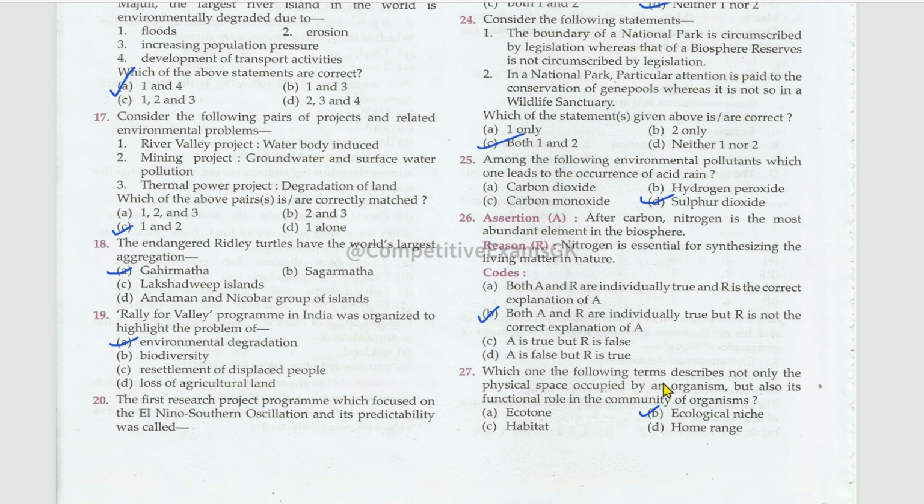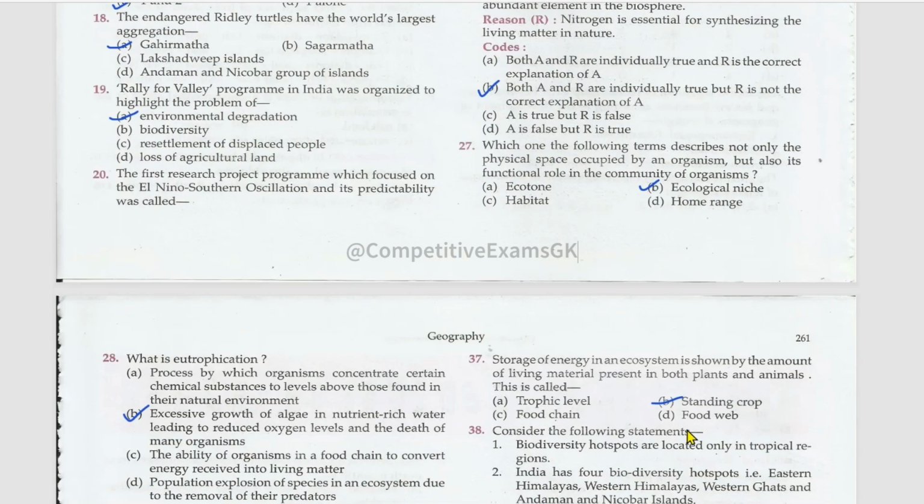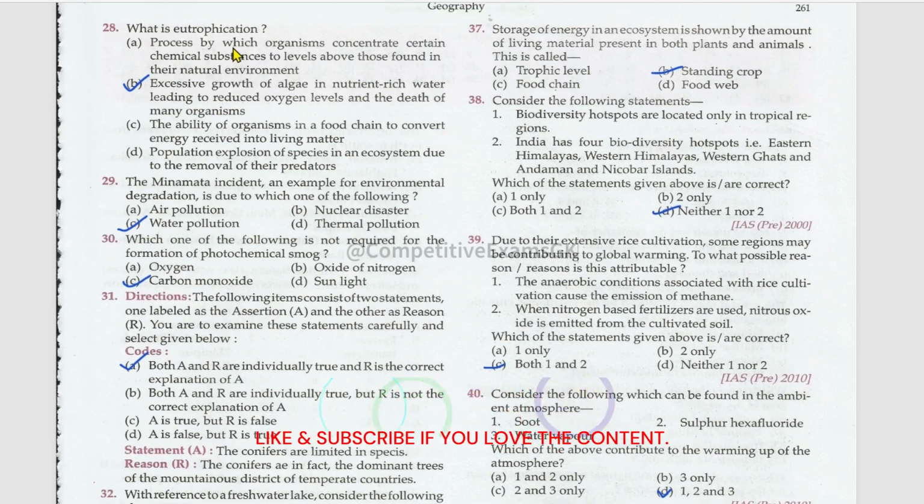Which one of the following terms describes not only the physical shape occupied by an organism, but also its functional role in the community of organisms? Ecological niche. What is eutrophication? Excessive growth of algae in nutrient-rich water leading to reduced oxygen levels and the death of many organisms. The Minamata incident, an example for environmental degradation, is due to which one of the following? Water pollution.